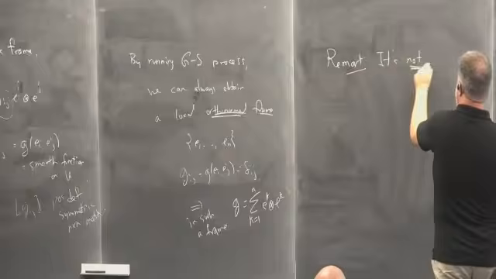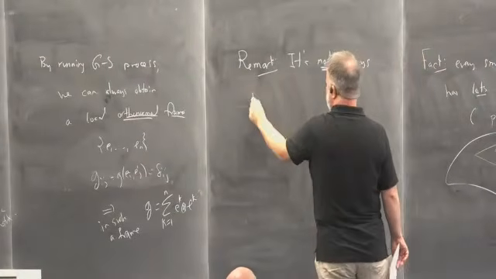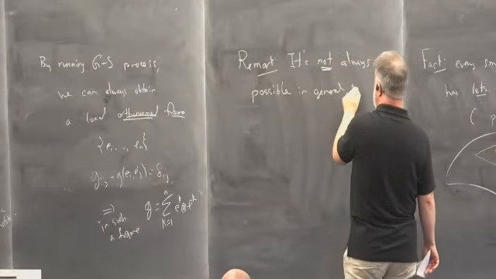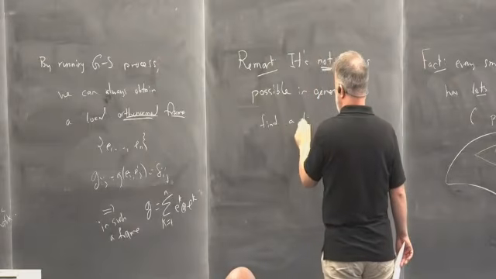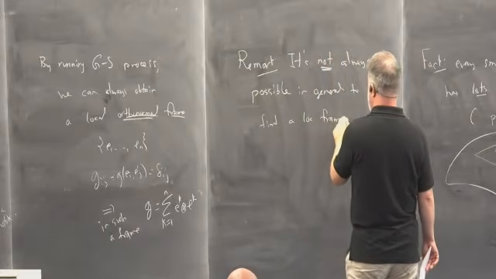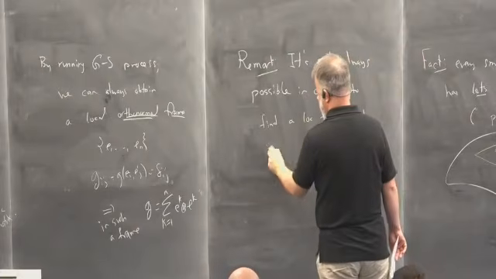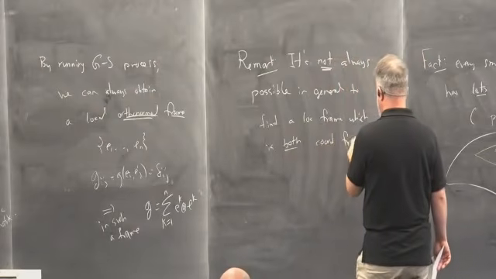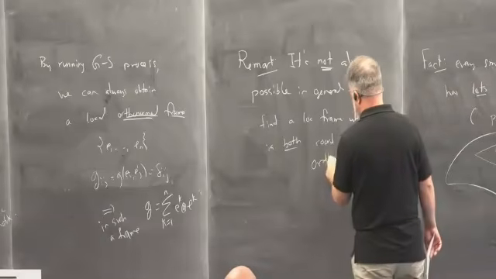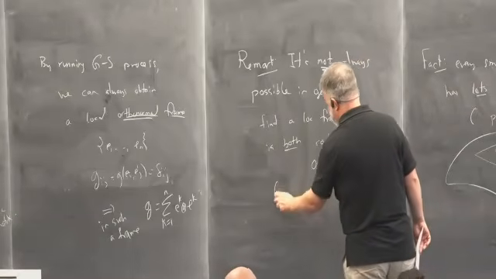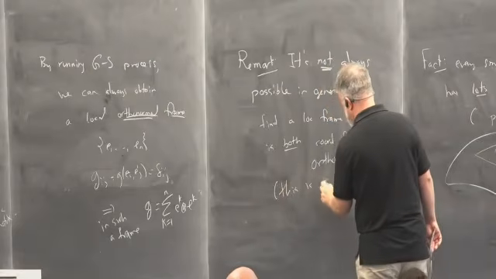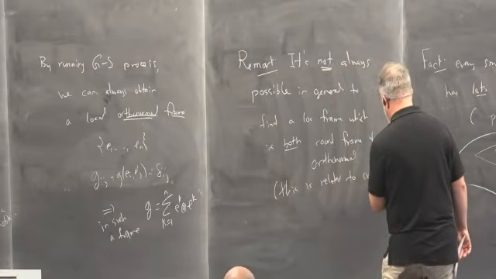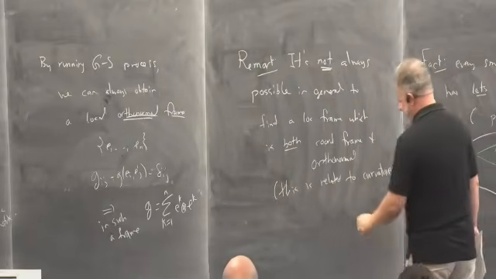It's not always possible in general to find a local frame which is both a coordinate frame and orthonormal. This is related to curvature. In fact, you can do this precisely if and only if the curvature is 0. So we'll see this soon, next week.